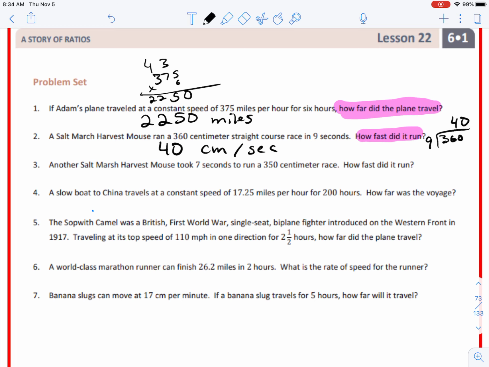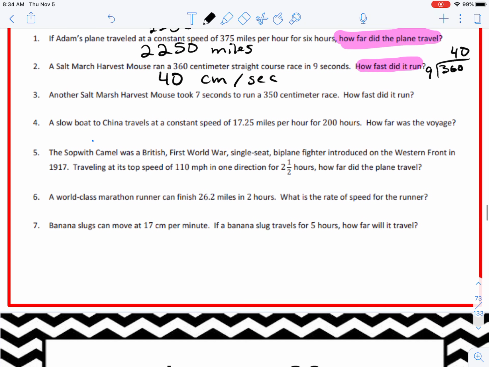Okay, let's move on. Number 3, another salt marsh harvest mouse took 7 seconds to run a 350 centimeter race. How fast did it run it? Pause the video and try to figure this one out on your own. You should have paused the video and tried to figure out number 3 on your own. We know we're looking for rates, so we have to divide 350 by 7 seconds, and we get 50. So this mouse was running 50 centimeters per second.